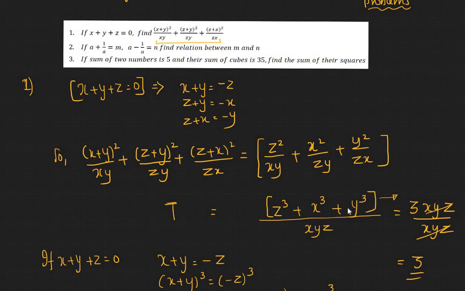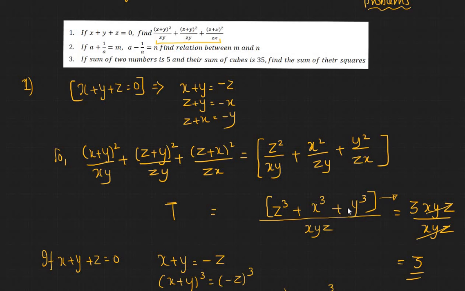So try to solve the next problem. Pause the video and try to solve the next problem. Let's analyze this before. a plus 1 by a is m, a minus 1 by a is n, and you'll find the relation between m and n. Okay, wait a moment. If I add m and n, it would be 2a. If I subtract it, then it would be 2 times 1 by a. I can't do either of them. So probably I should be able to do something by squaring them or cubing them and then adding or subtracting to eliminate this quantity a and 1 by a.